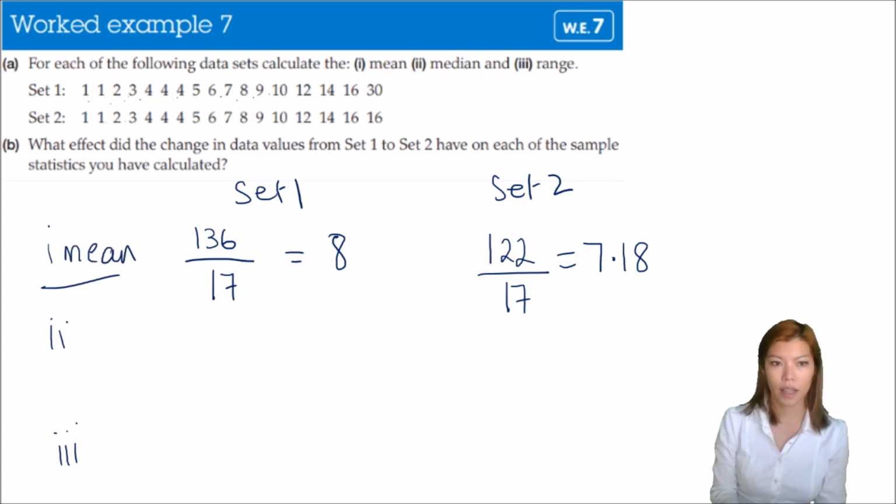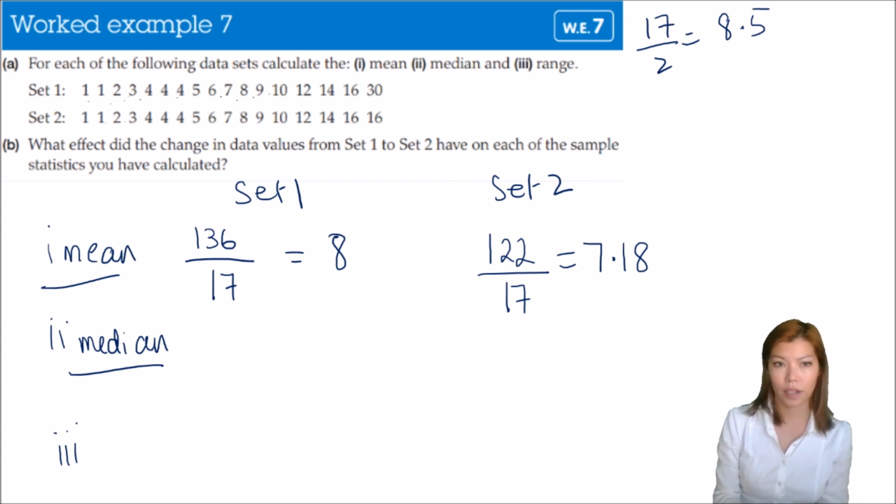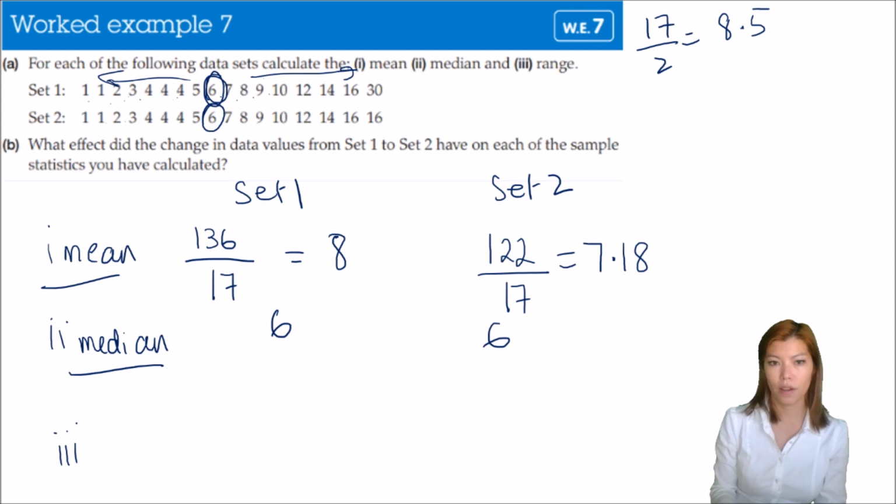Okay, let's look at the second thing, median. So the median is the middle value. We know there's 17 values, so 17 divided by 2, let's just do this over here. 17 divided by 2 is 8.5. So we look for the 8.5th number. So how does that work? There should be 8 numbers on each side and 1 number in the middle. So 3, 6, 7, 8. So that's the middle value. As you can see, there's 8 on this side and there's 8 on that side. So the median happens to be the same for both sets.